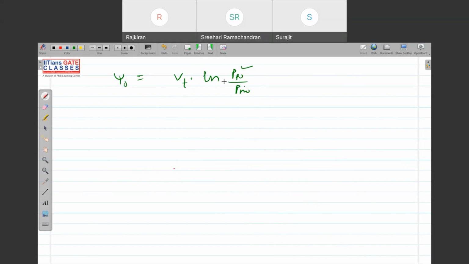Okay, so if you see Vt ln, what is the concentration of holes in the P side? It is equal to Na. What is the concentration of holes in the N side? Ni square by Nd. So here what I got? Vt ln Na Nd by Ni square.